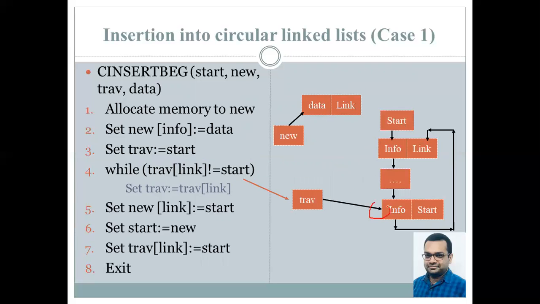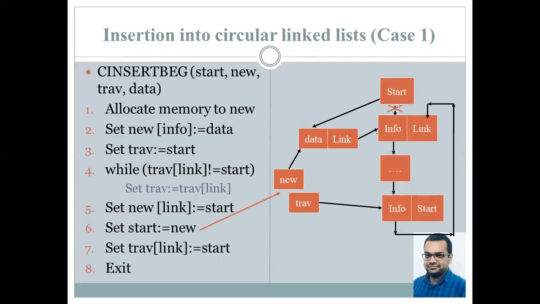When its link becomes equal to start, we have successfully identified our last node. So now this condition in the while loop will be false and this statement will not be executed. Now we'll set new link to start, that is the address of the first node. And as soon as we assign start the address of new, you can see this address will cease to exist and this new link is established.